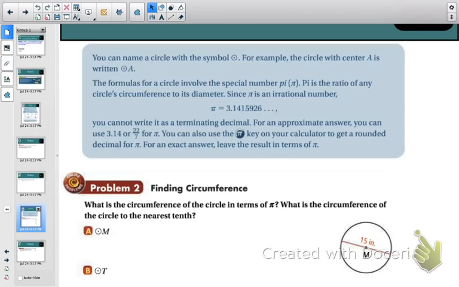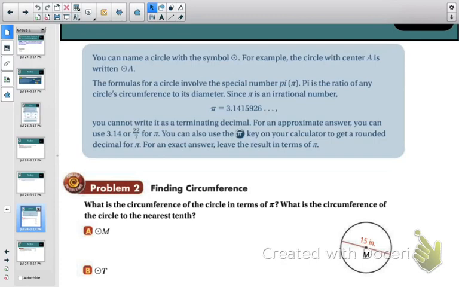The formulas for a circle involve a special number, pi. Pi is a ratio of any circle's circumference to its diameter. So if anybody asks you what pi is, the intellectual answer is that it's the ratio of a circle's circumference to its diameter. Meaning you take the circumference of a circle and divide it by the diameter. That will always give you this irrational number, 3.1415926, and so on. You cannot write it as a terminating decimal, so it doesn't end, doesn't repeat.